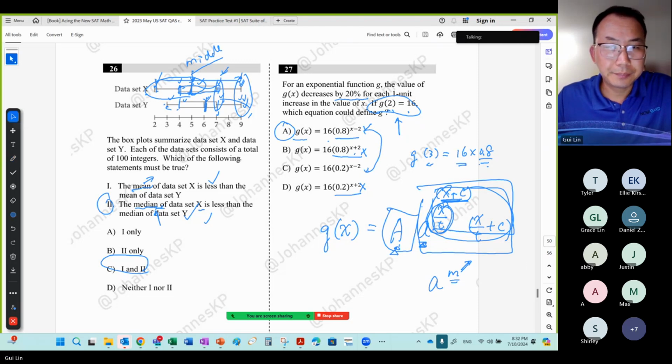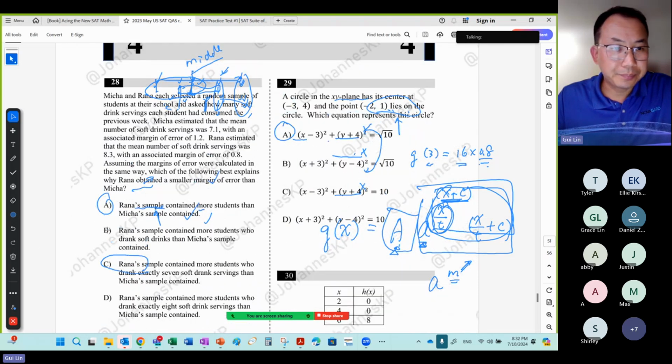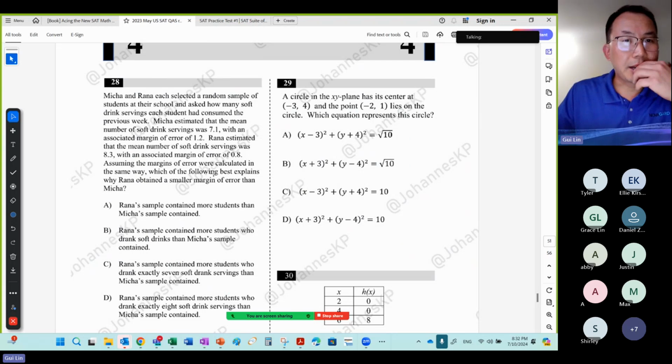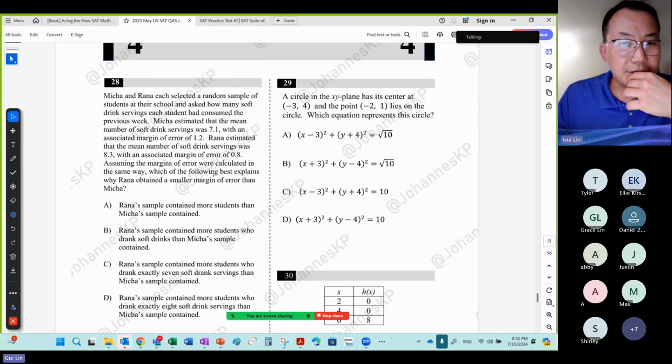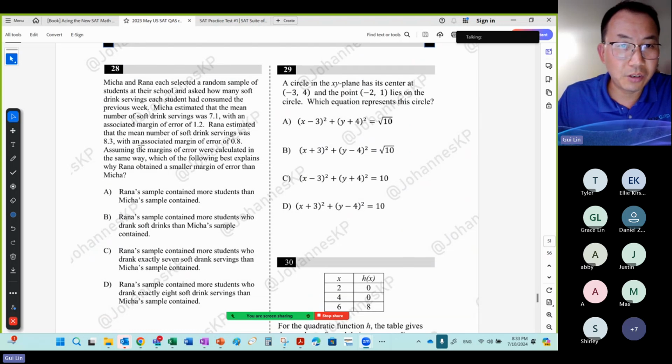Okay, so let's move on to 28. Mitra and Rana each, and yes, I know this is pretty long. Let's read through. At least it's really time consuming for these kinds of questions. They give a lot of information. Mitra and Rana each select a random sample of students at their school and ask how many soft drink servings each student had consumed the previous week.